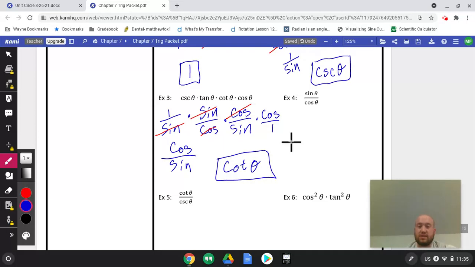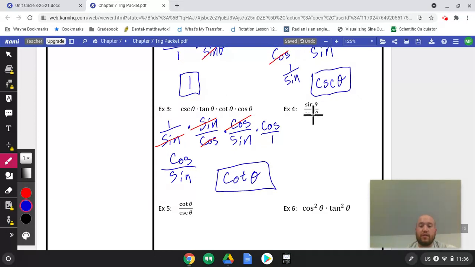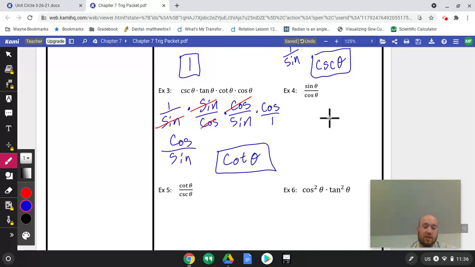All right, example 4, sine of theta over cosine of theta. This one's hopefully pretty easy. Sine over cosine, right there you see it. This one's just going to be tangent of theta.